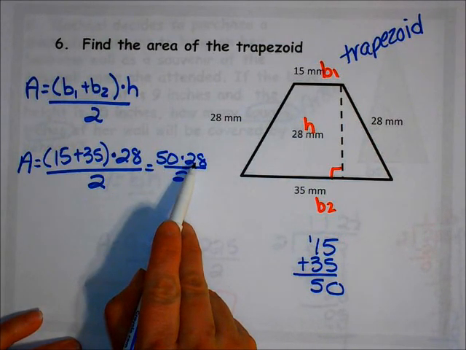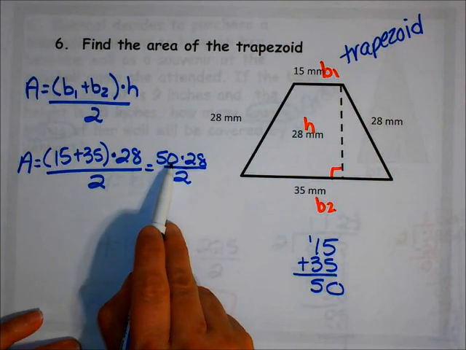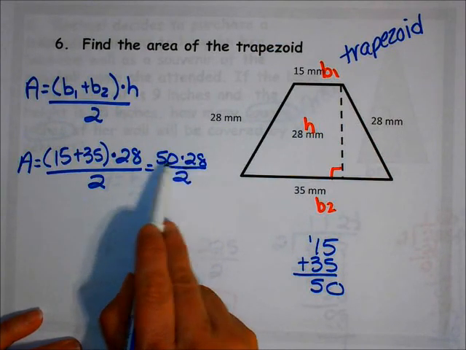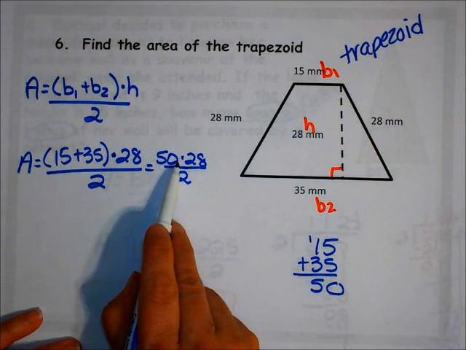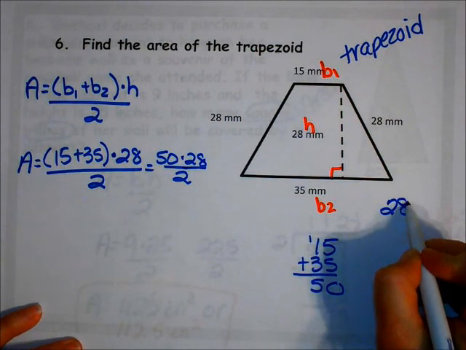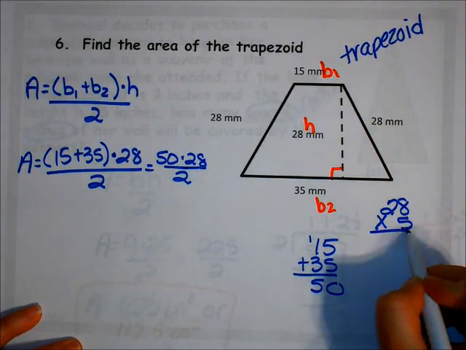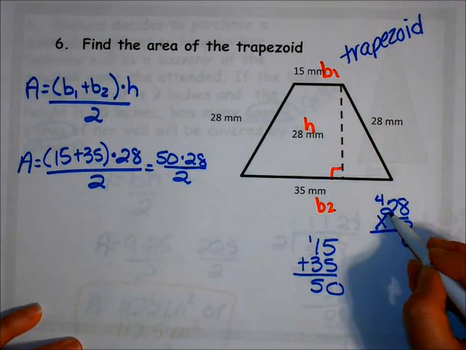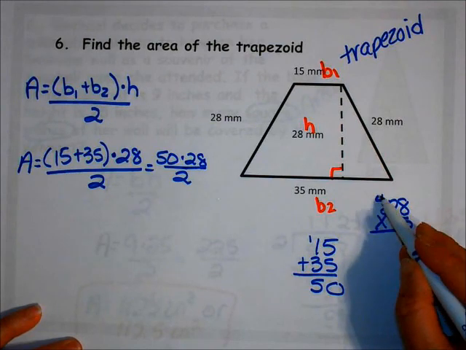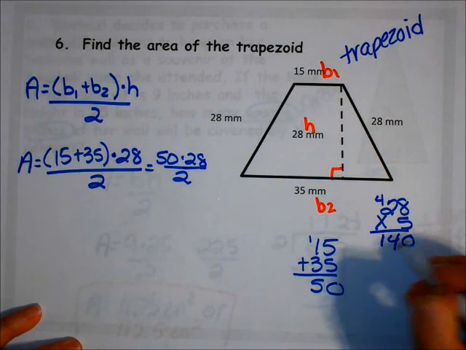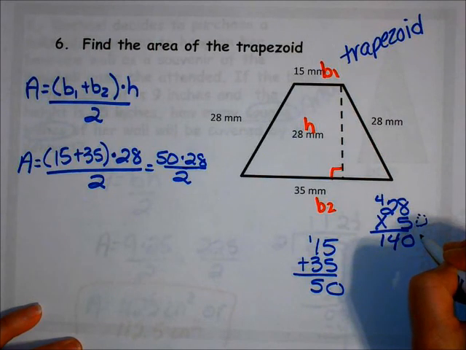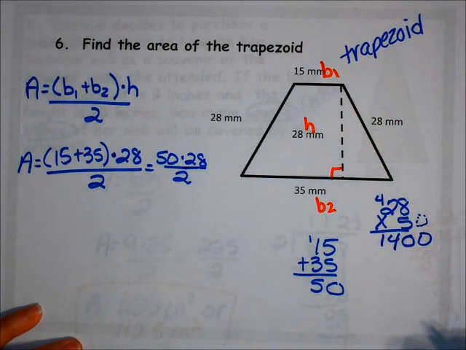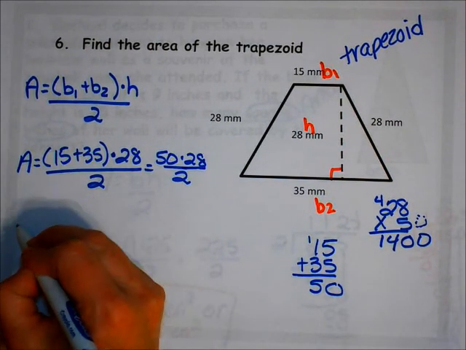50 times 28. Remember my shortcut for multiplying a number that ends in a 0? I'm going to multiply 28 times 5, and then I'll add my 0 to the end. So 28 times 5. 5 times 8 is 40. Carry the 4. 5 times 2 is 10. 10 plus 4 is 14. I'm going to add that 0 back on. So that gives me 1,400.